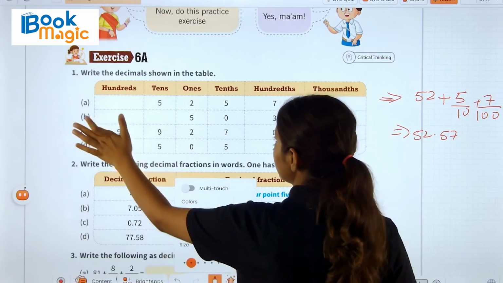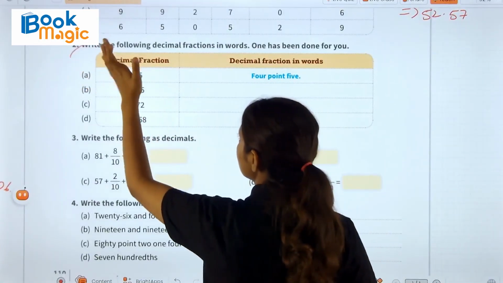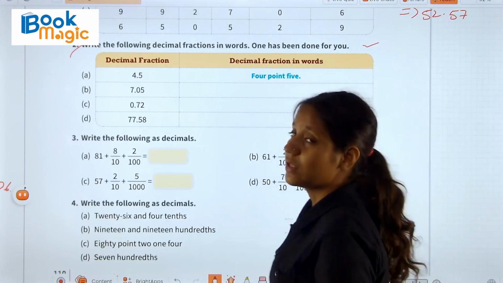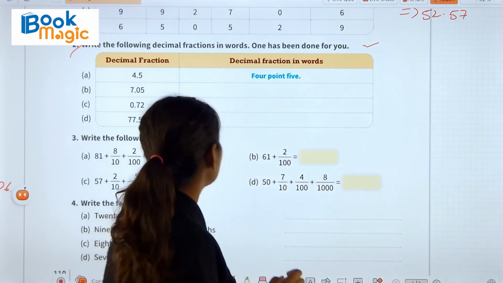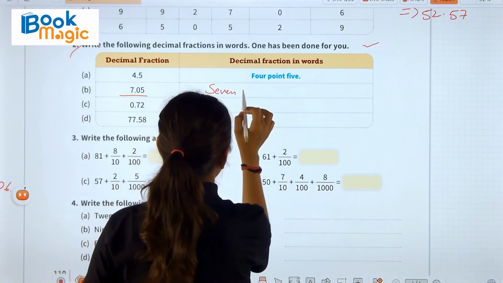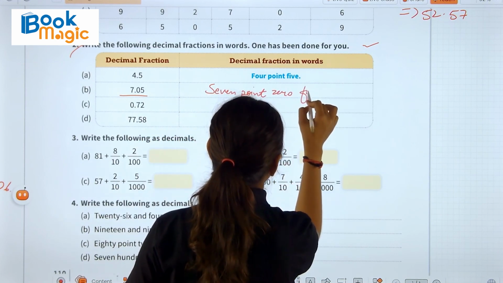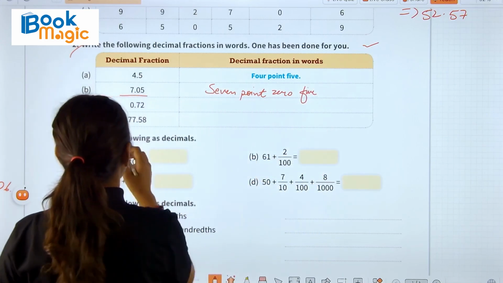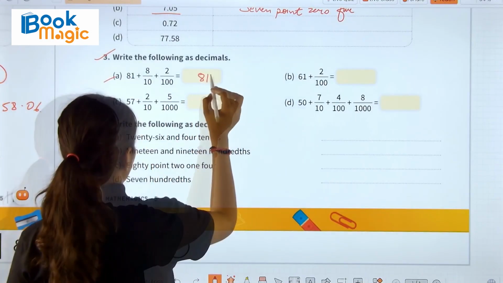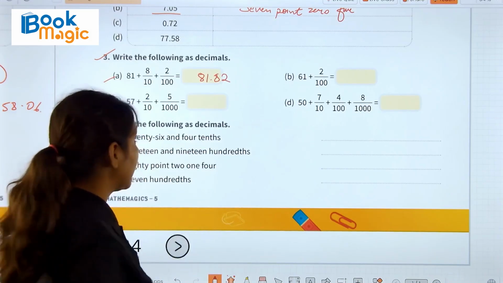Now in B part we can see that it is 5.03. Now we have question number 2. Write the following decimal fractions in word. One has been done for you. That is 4.5. Now second one is 7.05. Okay, then we have question number 3. Write the following as decimals. So 81 and 82/100. Okay, so 81.82.